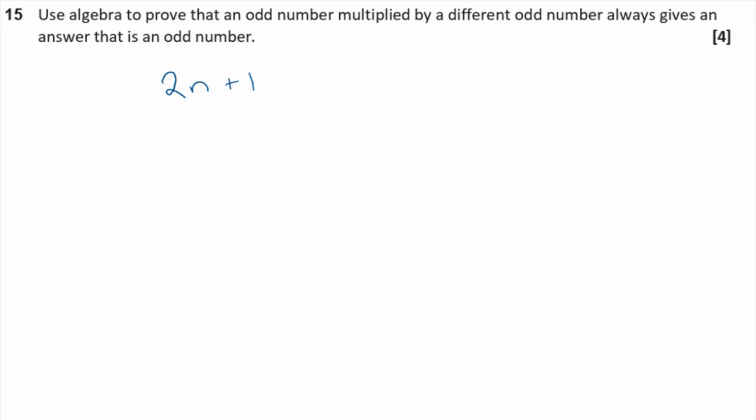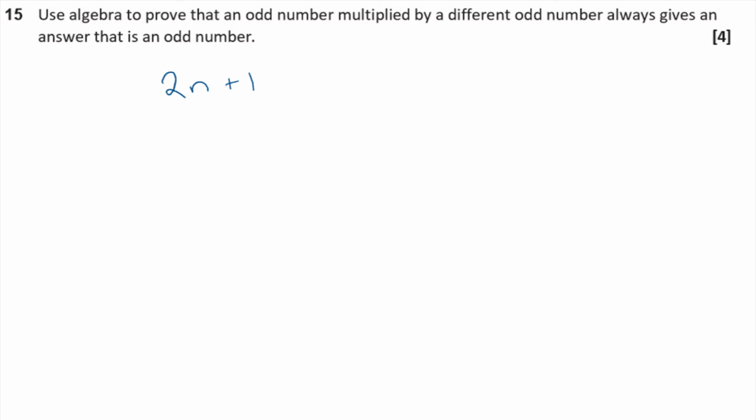So let's say n is 2. 2 times 2 is 4, plus 1 is 5, so that gives an odd number. So if n is even, then it gives me an odd number. And if n is odd, let's say n is 3, then 2 times 3 is 6, plus 1 is 7. Okay, so this expression here, 2n plus 1, is a good way of writing down an odd number algebraically.